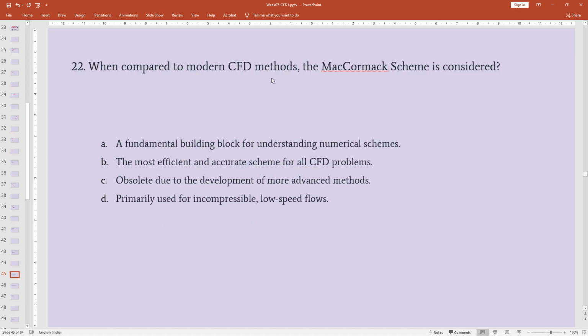When compared to modern CFD methods, the McCormack scheme is considered as what? Option A, fundamental building block for the understanding of numerical schemes. Option B, most efficient and accurate scheme for all CFD problems. Option C, obsolete due to the development of more advanced methods. Option D, primarily used for incompressible low speed flows. So it's again a simple question on comparison of modern CFD methods and the McCormack scheme. We have discussed the difference in a previous question. So what will be the answer?